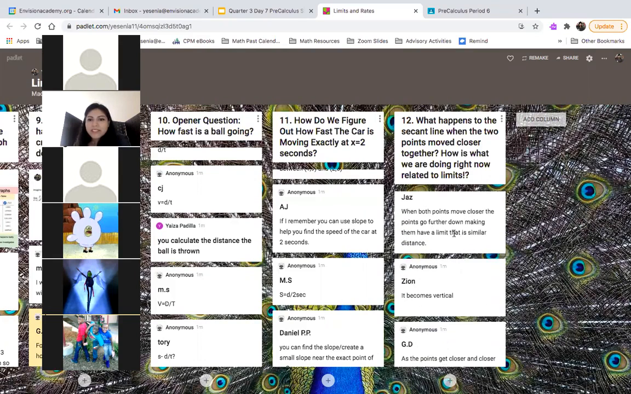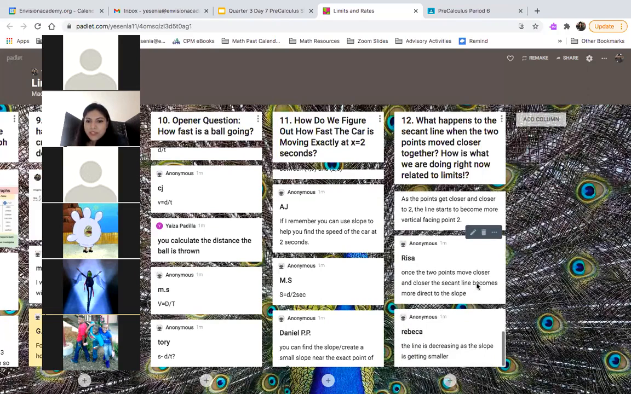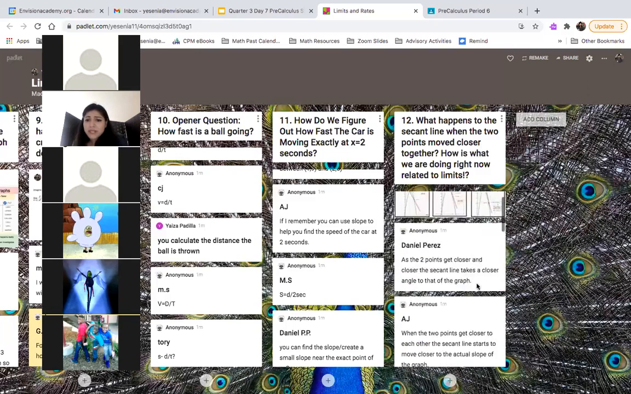Ooh, okay. So this is an attempt to bring in limits, which I love. 2 points move closer to the points, going further down, making them have a limit that is a similar distance. We have it becomes vertical. We got more vertical mentions. And then we have that the secant line becomes more direct to the slope, and the line is decreasing as the slope is getting smaller. Yes. Y'all, this is really, really great.